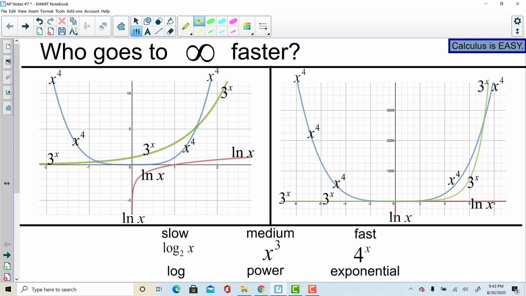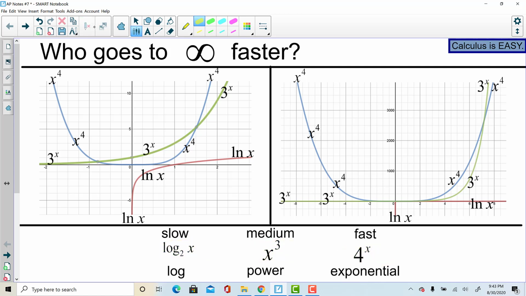Okay, here we're going to look at who goes to infinity faster. And the reason is we might have a limit as x goes to infinity, where one thing might be on the top, another thing might be on the bottom, and we want to know who's going to win. If the top wins, you go to infinity. If the bottom wins, it approaches 0. We have all these functions, and we want to know which one goes to infinity faster.